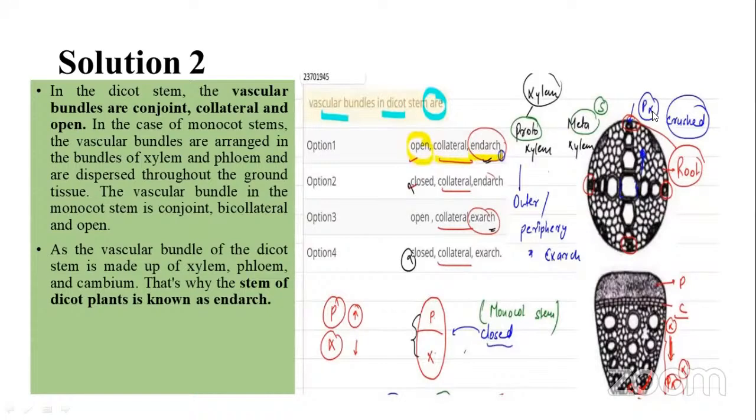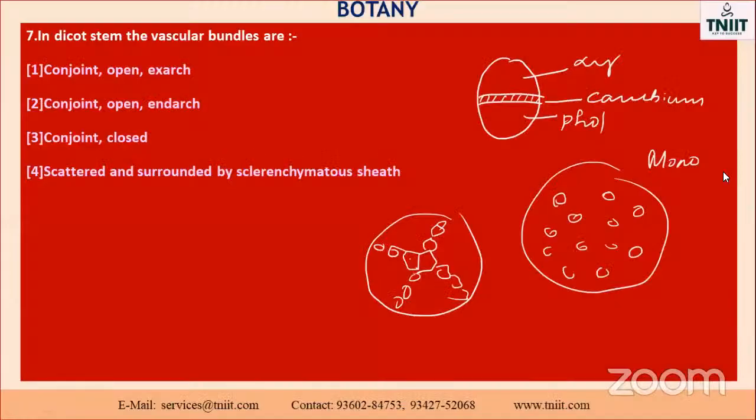Anybody else? Anybody else see that? Cambium is present in the center. It is called as, what is that? Open. So this one is open. Without cambium is called the closed one. Okay, so which one is the correct answer here? The second one is the correct answer.